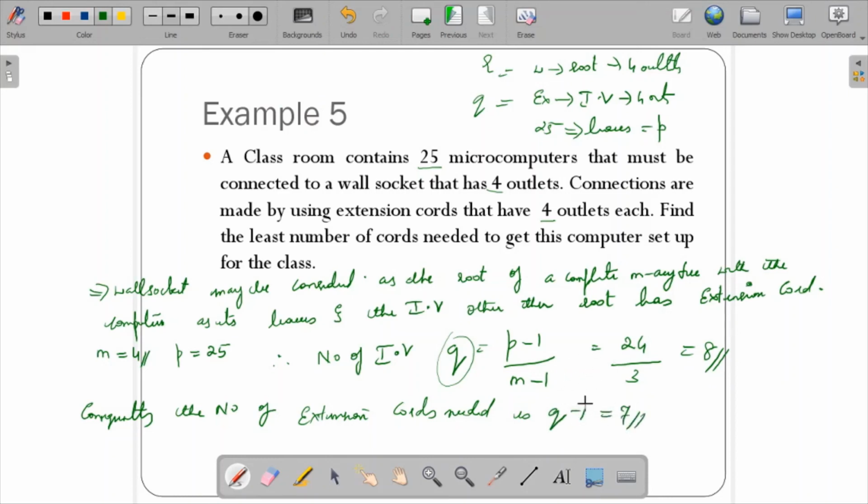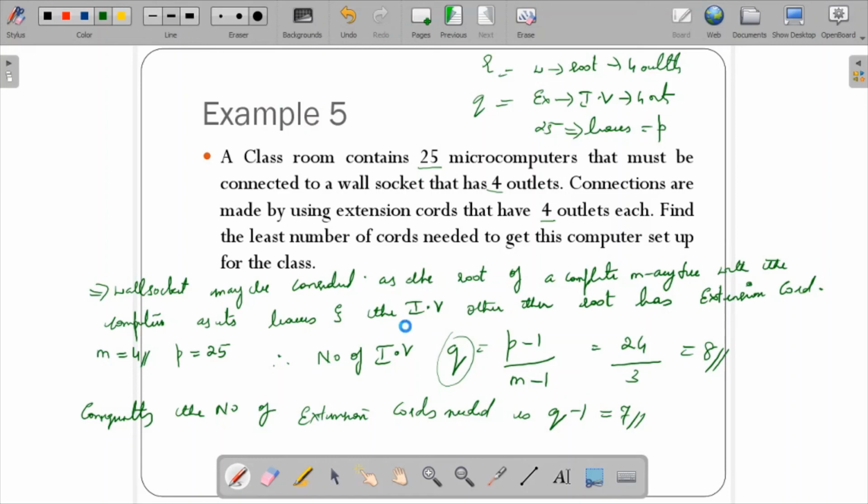Why this Q minus 1? Because we just want to find the extension cords, and we are not going to include the wall socket. But in Q we have the root as well as the internal vertices, that is, the wall socket as well as the extension cords. I don't need the wall socket in the calculation. I just need to find the least number of cords he has asked for, which means I just need the extension cords. So excluding 1 value from Q, that is the root, 8 minus 1 gives me the value 7.